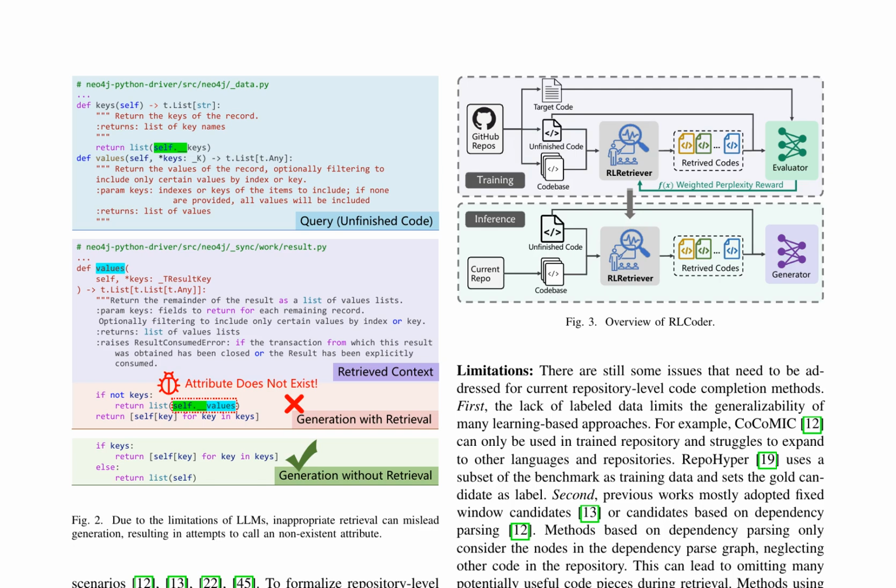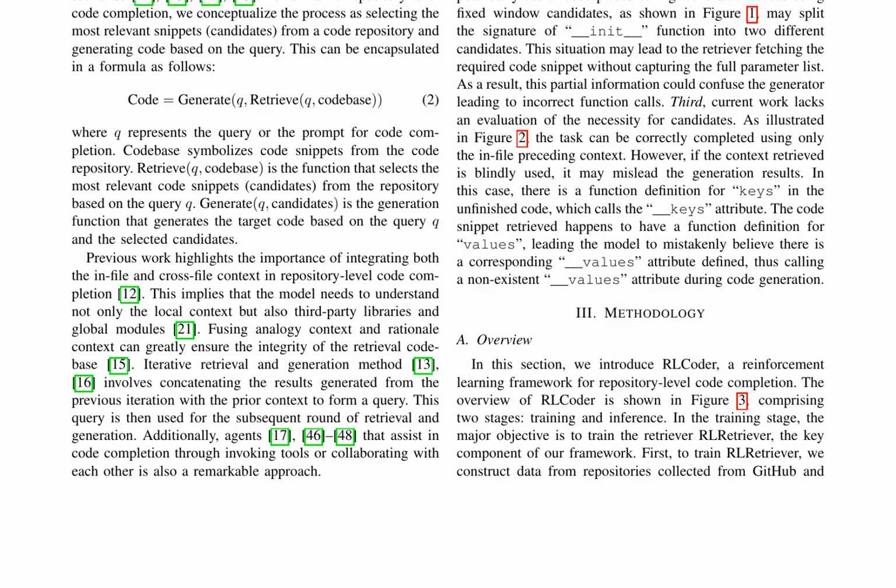This framework is designed to improve code completion by learning from large-scale code repositories and leveraging both in-file and cross-file context. The authors identify limitations in current repository-level code completion methods, including the lack of labeled data, fixed window candidates, and the need for an evaluation of candidate necessity. To address these limitations, RLCoder uses a two-stage approach: training and inference.